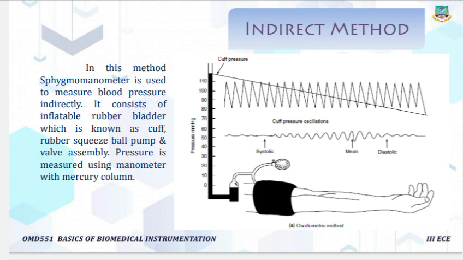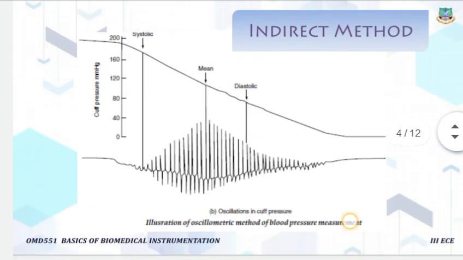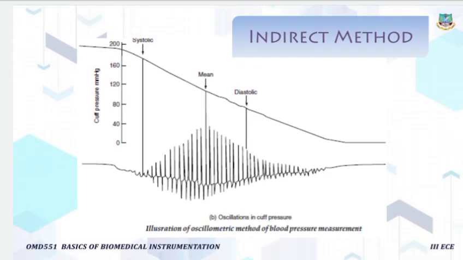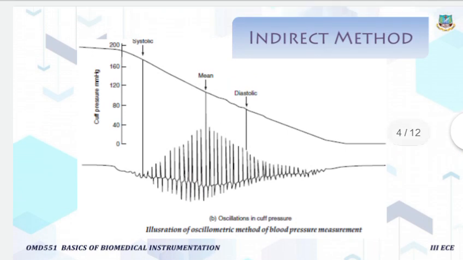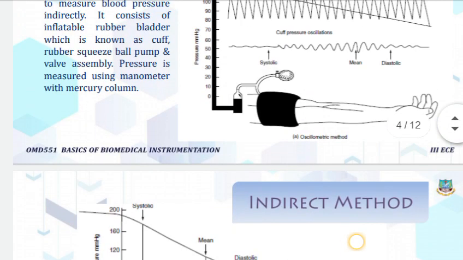How will you understand this indirect method, how we measure it? This is what we normally use in hospitals. When we meet a doctor, the doctor takes the pressure measurement like this. This is just an illustration of how the pressure is measured. When we pump that ball, how the pressure varies is shown in this waveform. I will explain in detail.